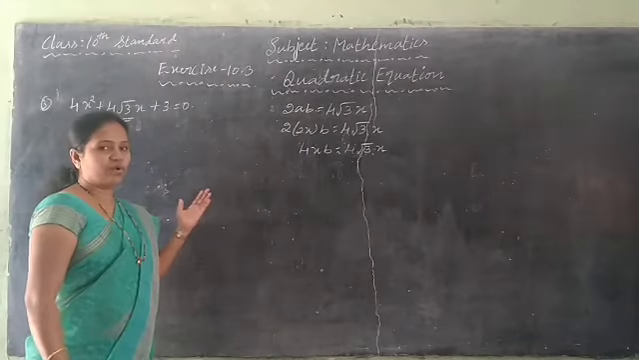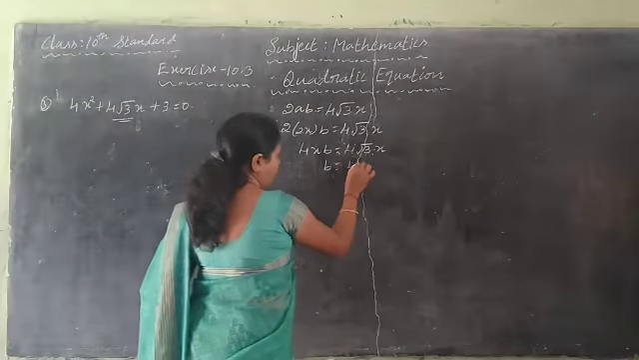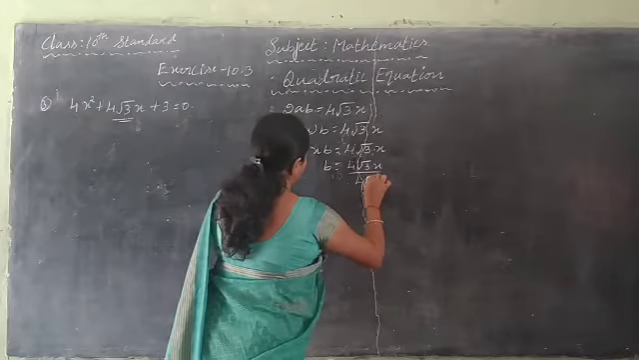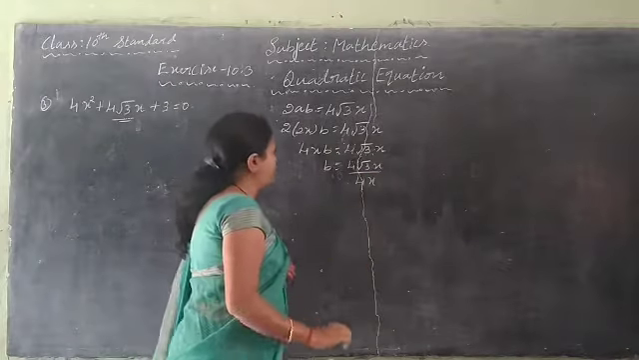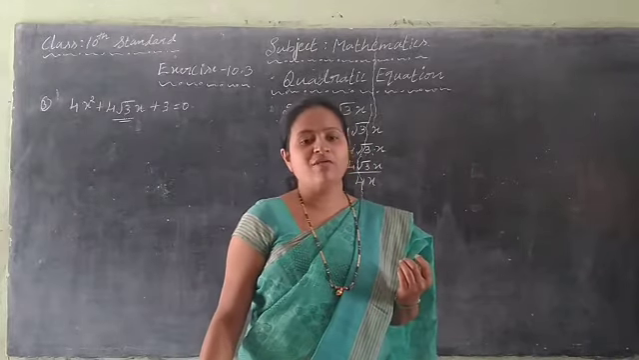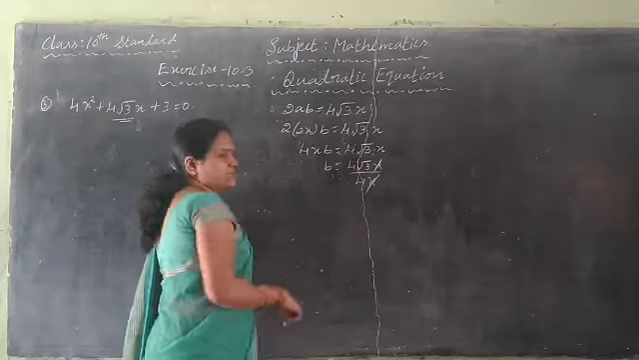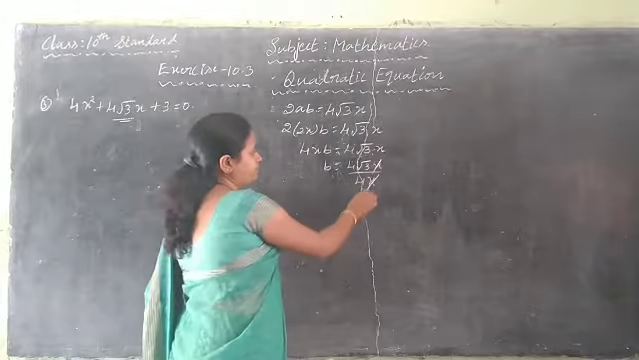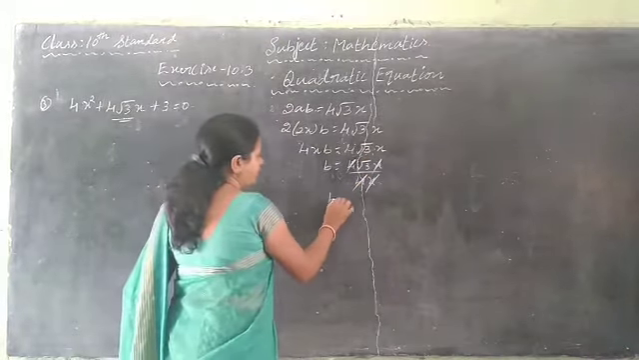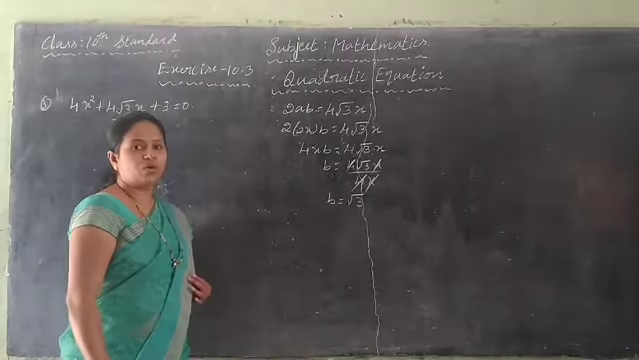Next, transfer 4x to the right hand side, children. b is equal to 4 root 3x by 4x. So, when you transfer 4x to the right hand side, what will you get? 4 root 3x by 4x. Now, x cancels with x. In the same way, 4 cancels with 4. Now, what is the value of b? b is equal to root 3. The value of b is, children, root 3.